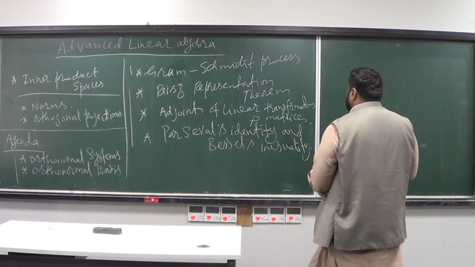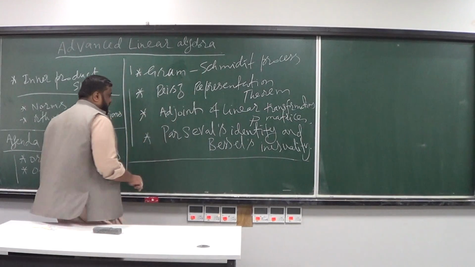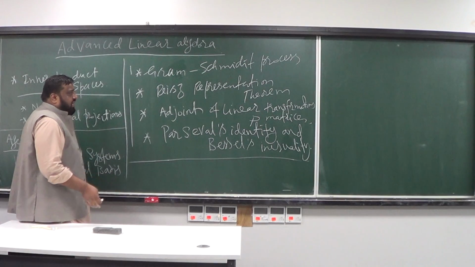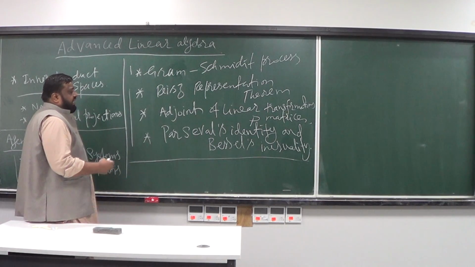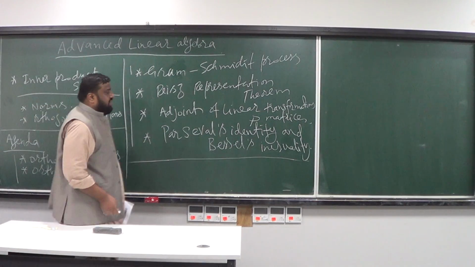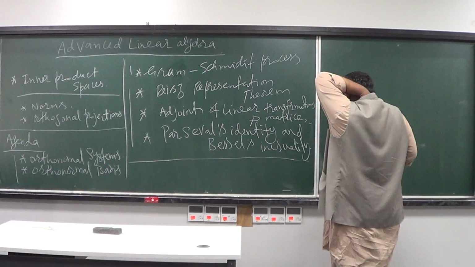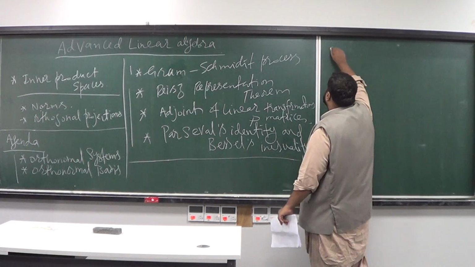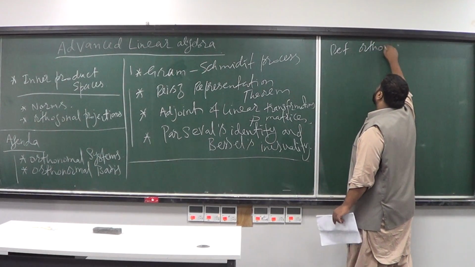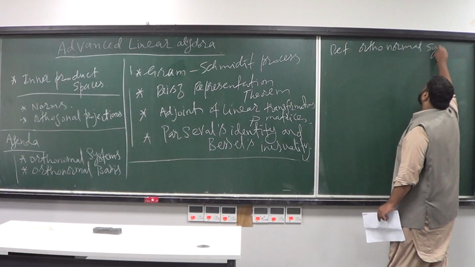So I hope you all remember what we mean by orthonormal vectors. When two vectors are orthonormal, maybe we'll just extend that definition to an arbitrary number of vectors. So what do we mean by an orthonormal system? Here's our first definition: orthonormal systems.